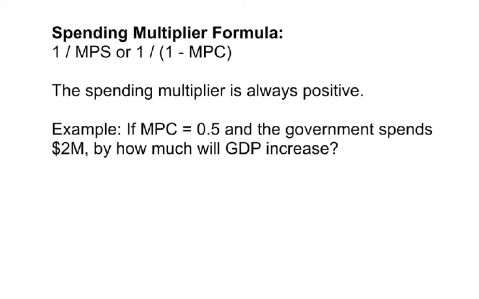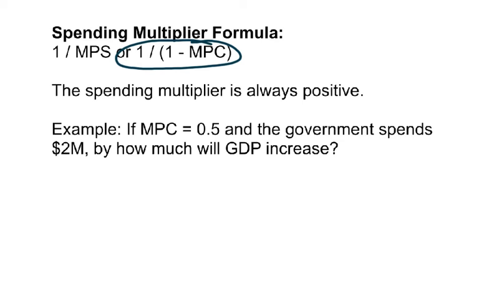You would be surprised how often you will need this version of the formula, because what the AP people like to do is they know you want them to give you the MPS. So instead, they're going to give you the MPC, and make you get the MPS to then get the multiplier. The spending multiplier also is always a positive number, so just keep that in mind. I think the best way to understand this is to practice. So let's do a practice example.